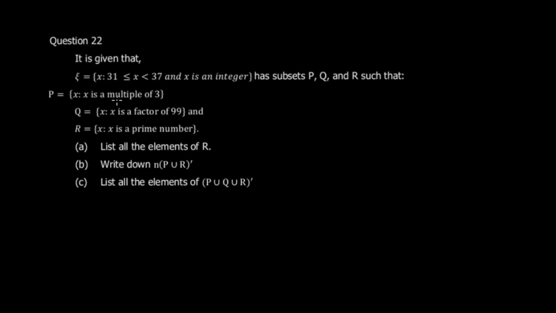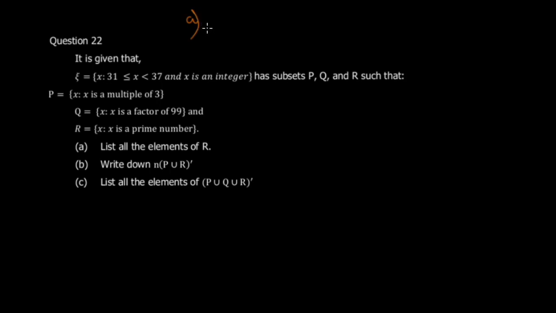Then we're told that P is any number in the universal set that's a multiple of 3. Then Q is any number that's a factor of 99. Then R is any prime number. So the first part says list all elements of R. R is a prime number.